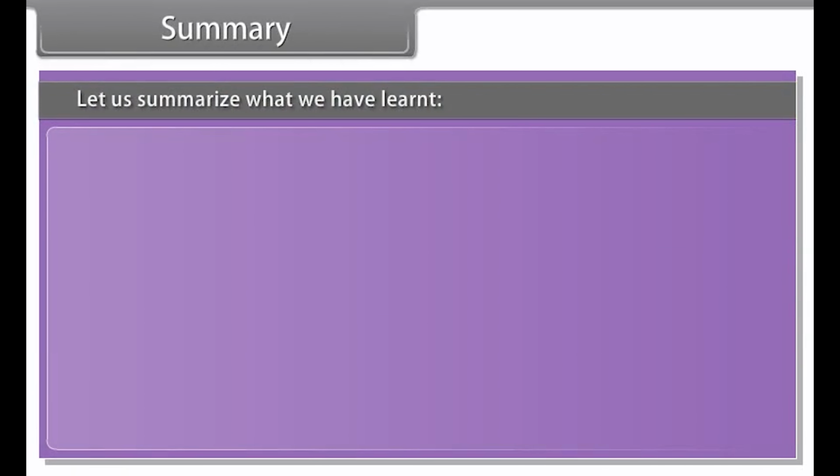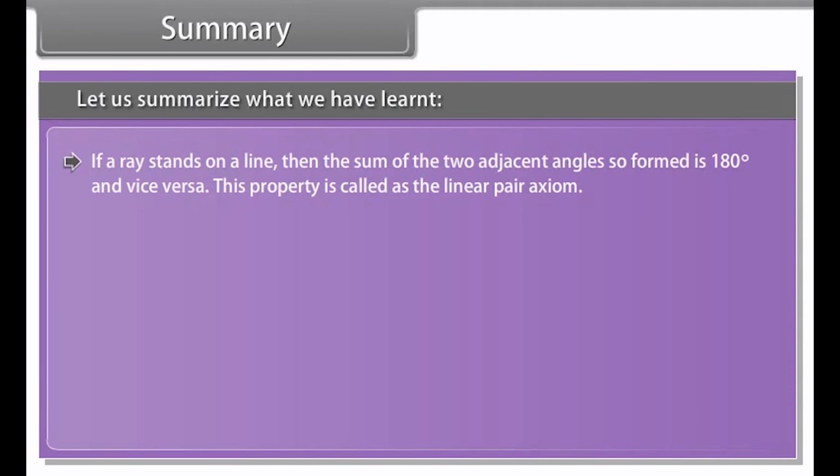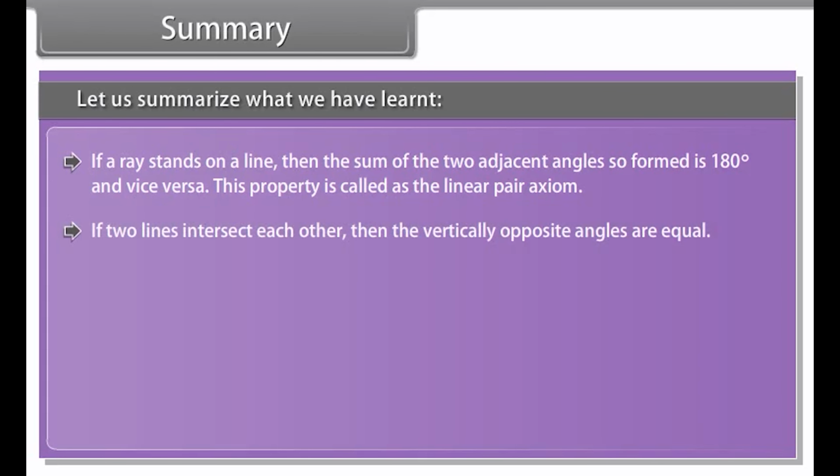Summary. Let us summarize what we have learned. If a ray stands on a line, then the sum of the two adjacent angles so formed is 180 degree and vice versa. This property is called as the linear pair axiom. If two lines intersect each other, then the vertically opposite angles are equal.